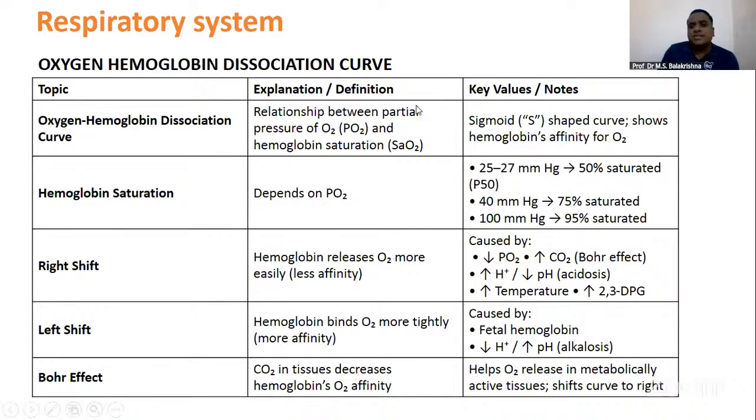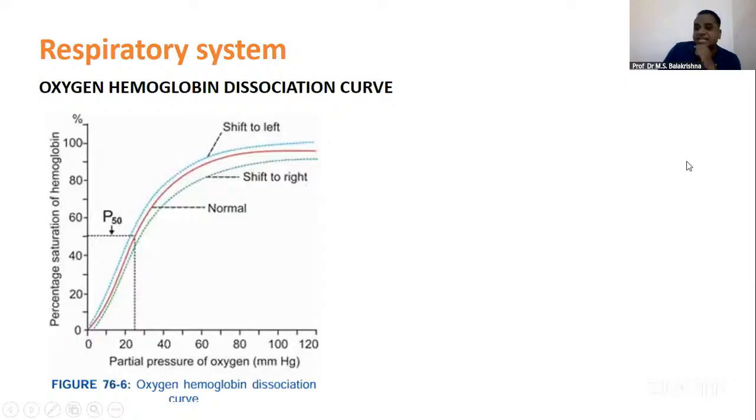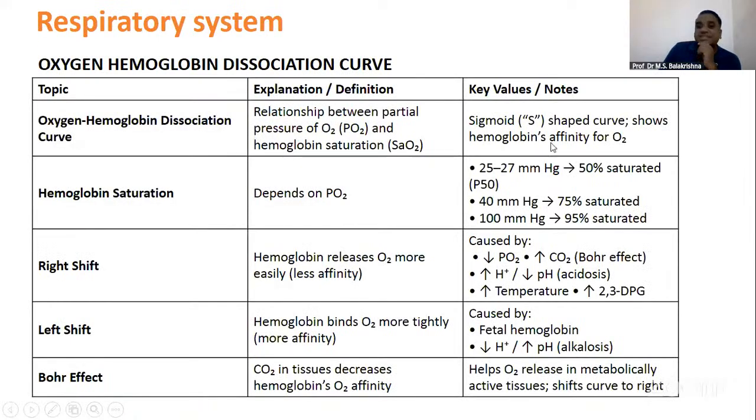As you see in the graph, it is an S-shaped curve, and it shows that hemoglobin has more liking, more affinity for oxygen. So this hemoglobin saturation between oxygen and hemoglobin is very important. Here I am talking about this part.